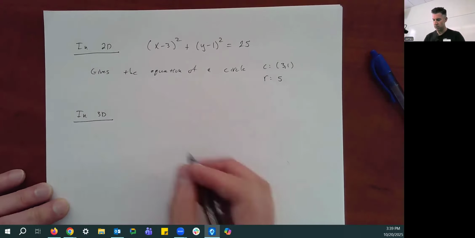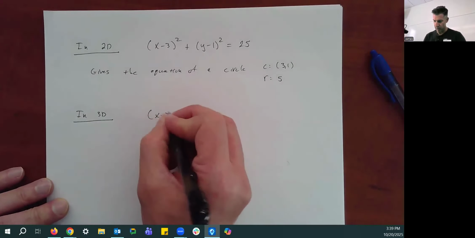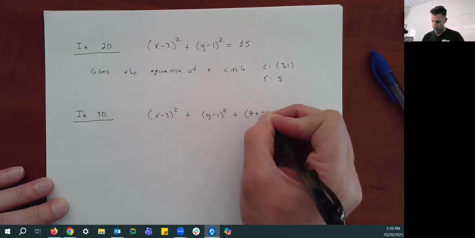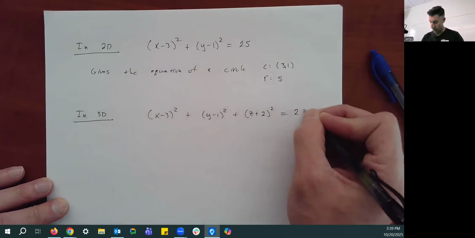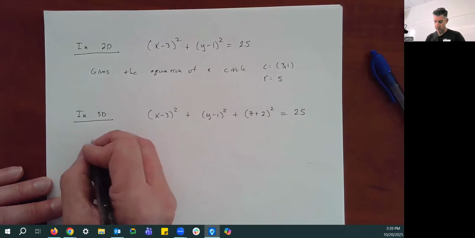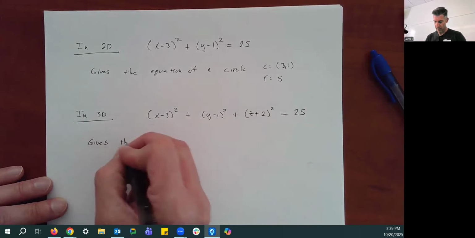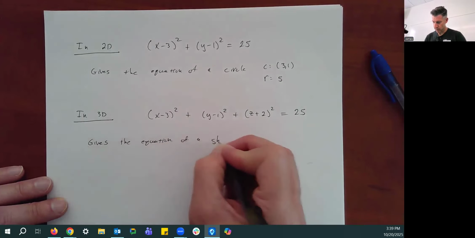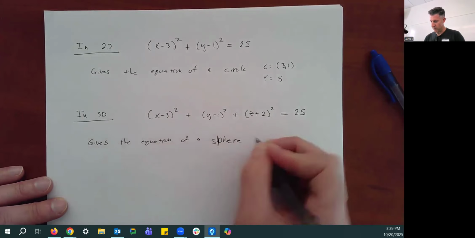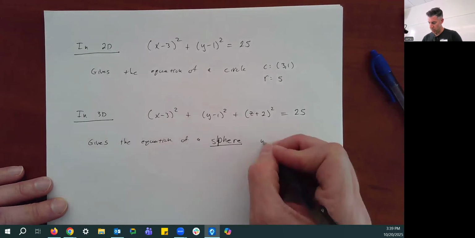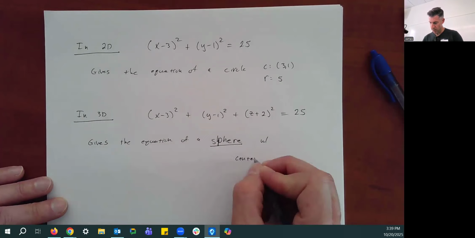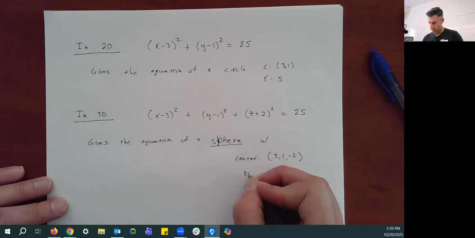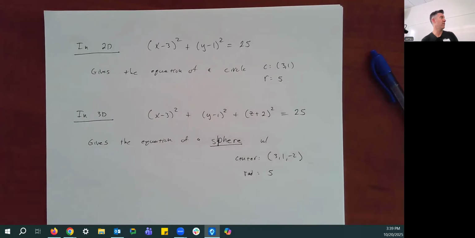In 3 dimensions, we have something like x minus 3 squared plus y minus 1 squared plus z plus 2 squared equal to 25. This would be a sphere with a center, same idea, (3, 1, -2). The radius is still the square root of 25, which is 5.